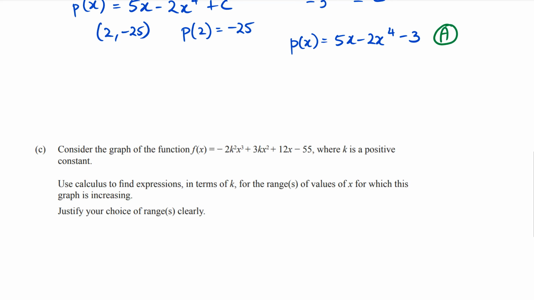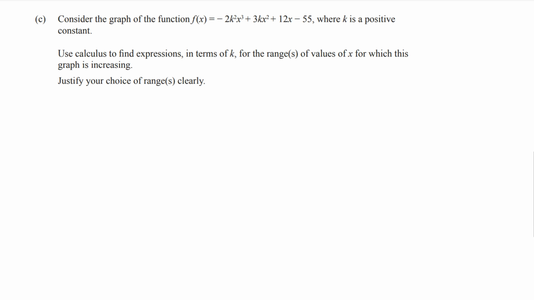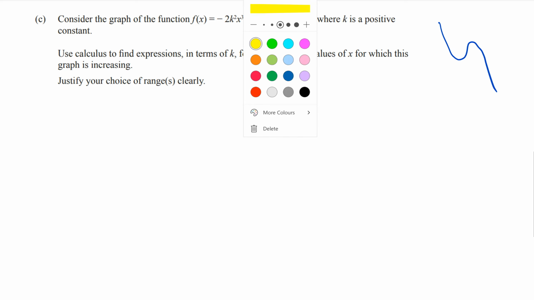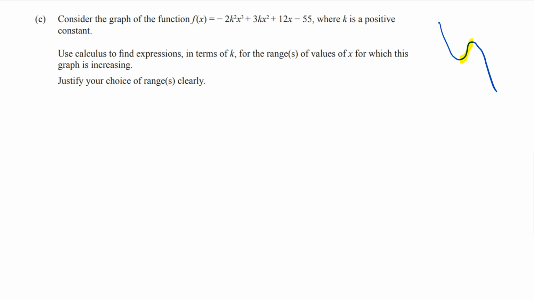Okay, let's go to question C. All right, so in question C, we have a cubic, and we also have a k that's a positive constant. Now this is a negative cubic because it's -2k squared, and because k is a positive constant, we know that this is going to be a negative cubic, which means it's going to look something like this. And it says use calculus to find in terms of k the range of values where the graph is increasing. Now looking at this graph, basically the graph is positive there, so that means it's increasing between those two values.